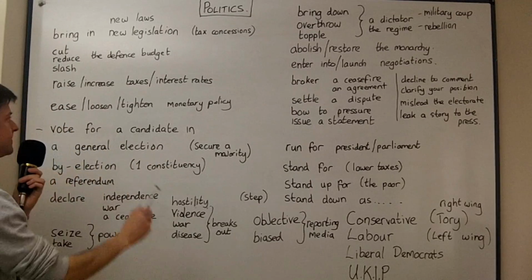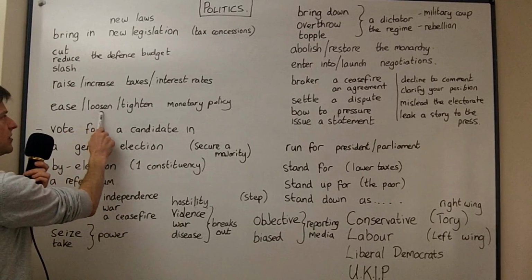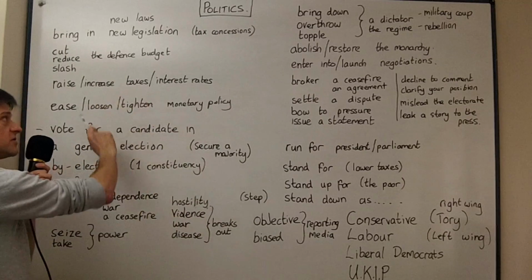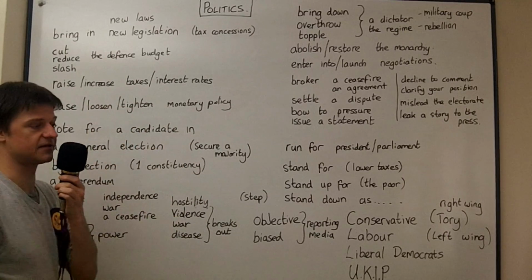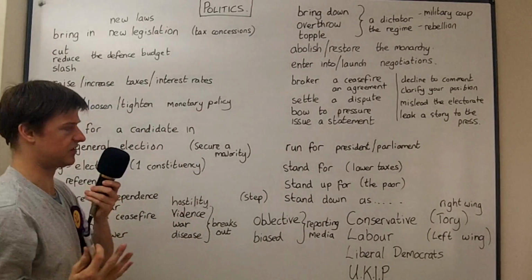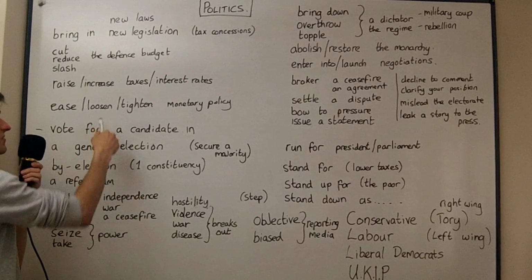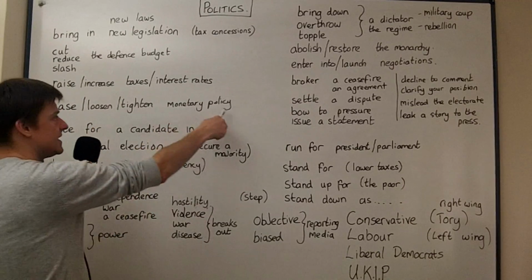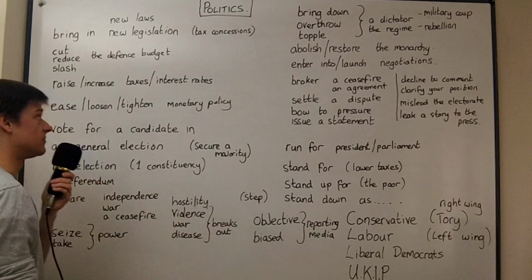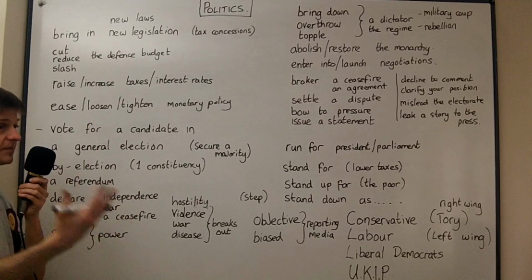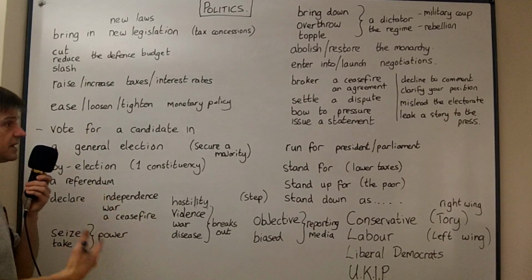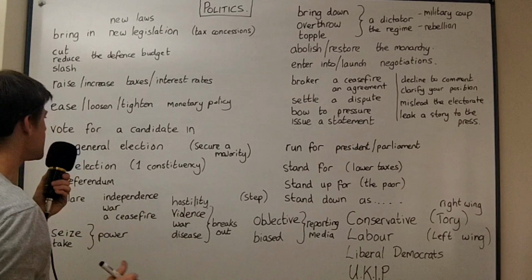or double them. Okay, you can ease or loosen monetary policy, or you can do the opposite. You can tighten monetary policy. This usually means loosening the regulations involved in monetary policy. So if you loosen the regulations, maybe you allow more money to be spread.